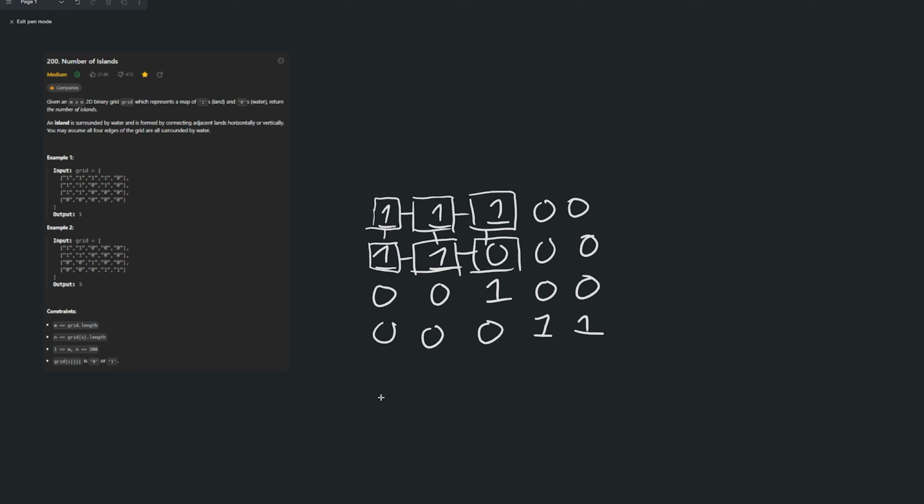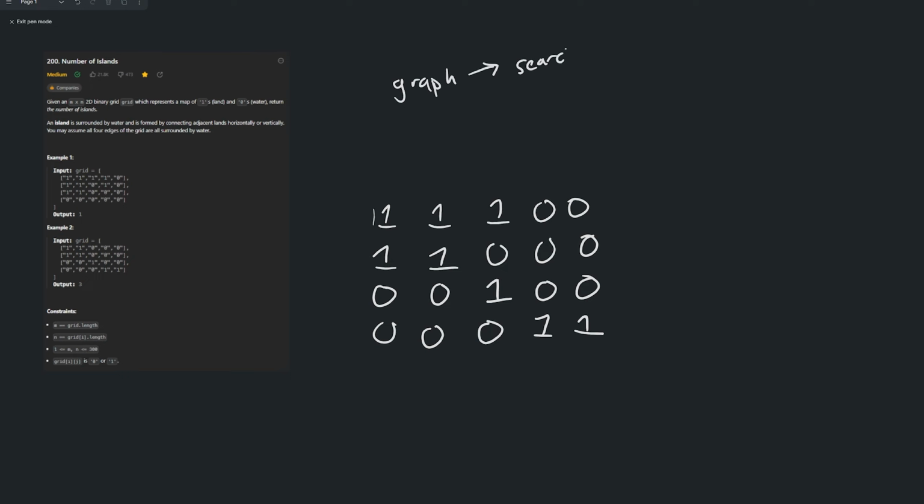So it's a graph. And what do we think of when we think of graphs? Well, we think of search, right? And when we think of search, well, we have BFS and DFS. Now, you might be scratching your head here and thinking, I get that maybe it's a graph so we can use search, but what are we searching for?